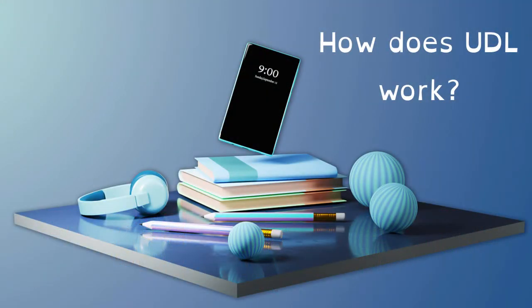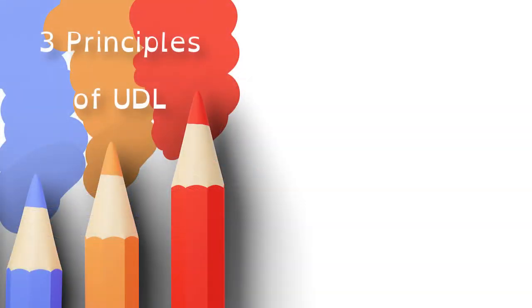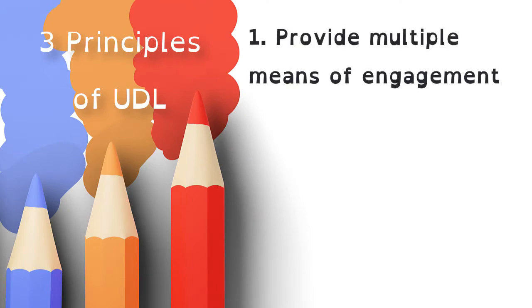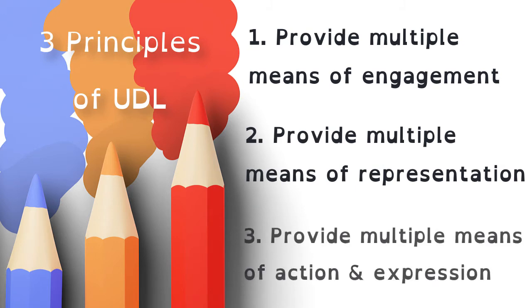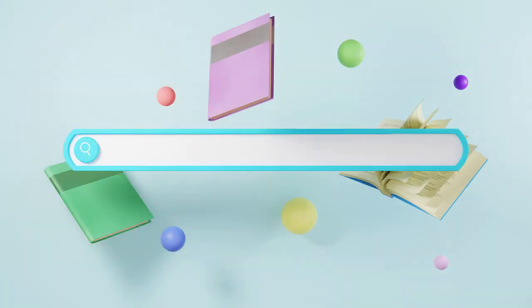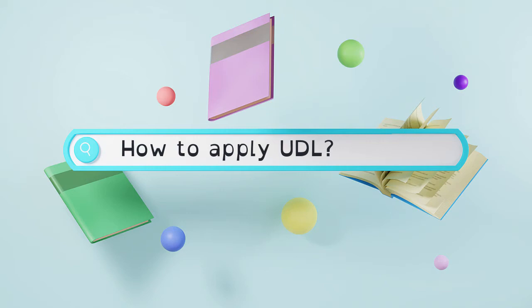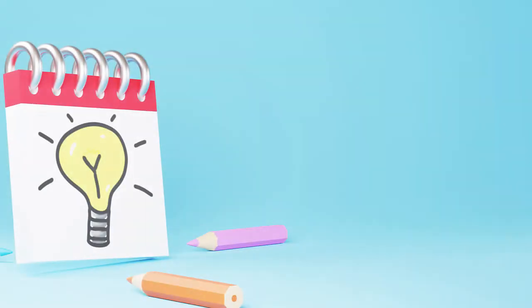How does UDL work? The 3 central principles of UDL are: 1. Provide multiple means of engagement. 2. Provide multiple means of representation. 3. Provide multiple means of action and expression. Let's break these principles of UDL down and look at how the UDL principles can be applied. Many educators have applied the UDL principles to their courses.